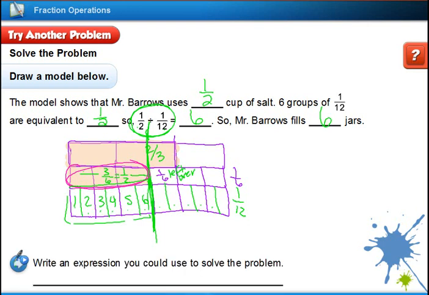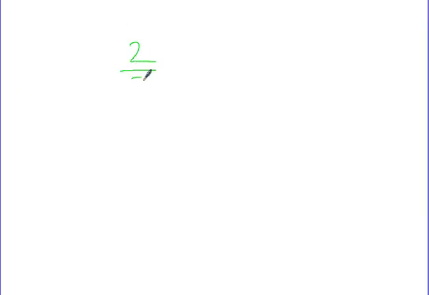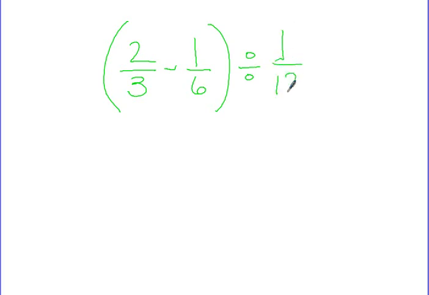We're going to write an expression you could use to solve the problem. This is how we're going to do it algebraically. It tells us we start with 2/3 cup of salt. We know we're going to have 1/6 cup left over. Then we're going to divide that amount, which is remaining, into 1/12 to go into our jars.